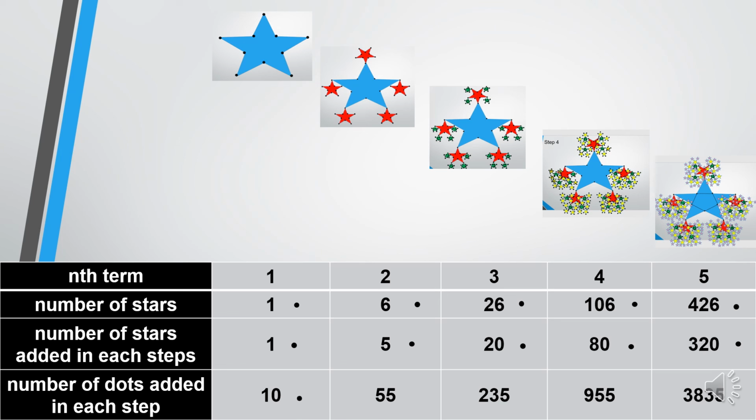Number of dots added in each step: first term, 10. Second term, 55. Third term, 235. Fourth term, 955. And fifth term, 3,835.